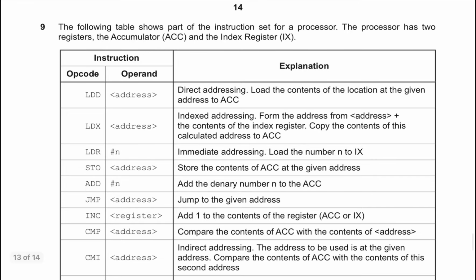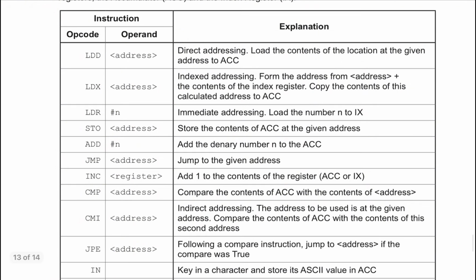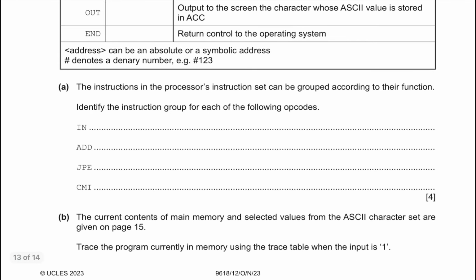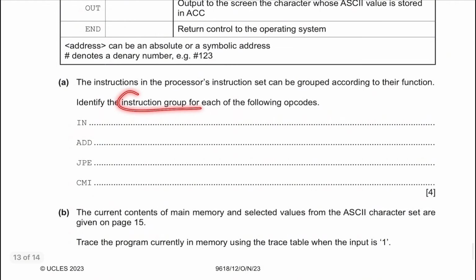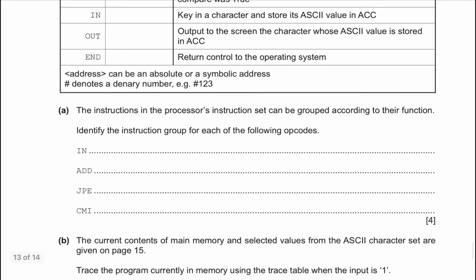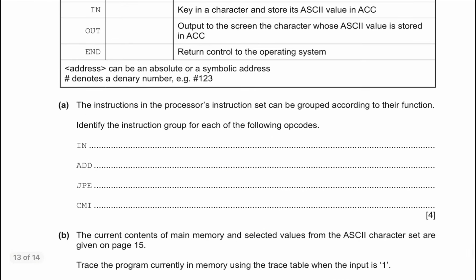The last part of the question says the following table shows part of the instruction set for a processor. The processor has two registers, the accumulator and the index register. So this is the instruction set. The instructions in the processor's instruction set can be grouped according to their function. Identify the instruction group for each of the following opcodes. IN. What does IN mean? You will have the paper, but you have to learn this. IN means input and output of data.